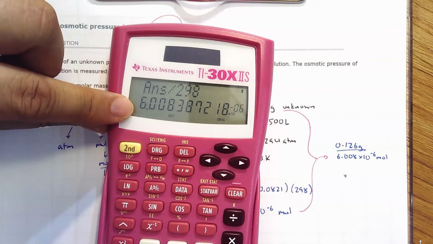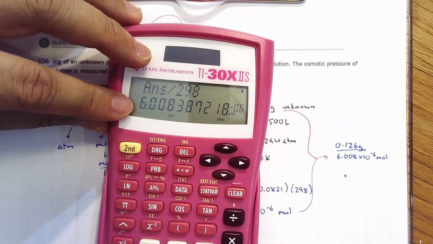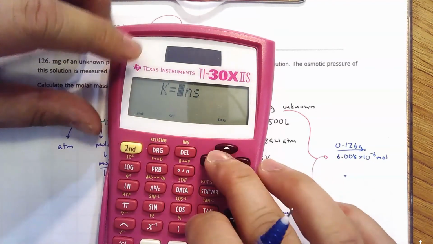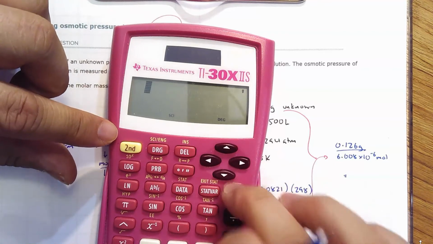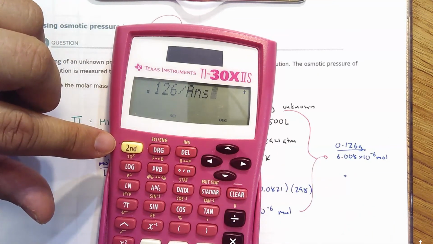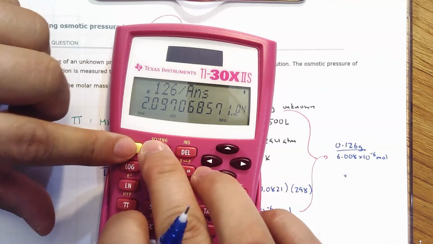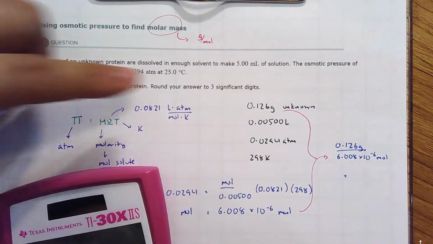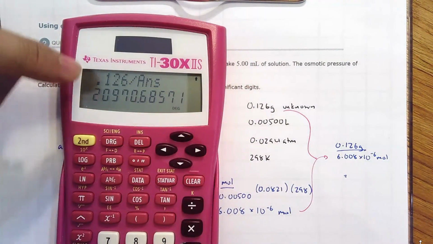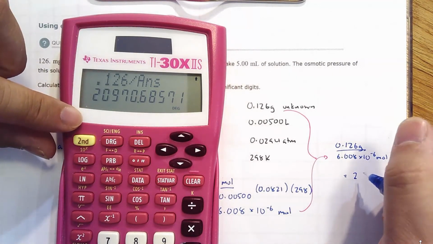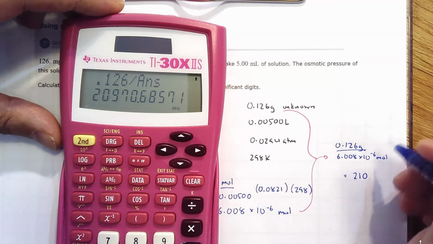I have that number saved already, the denominator. 0.126 divided by the answer. Yes. And let me get out of scientific notation. They want this in 3 significant figures. So that's 2, 1, 0.